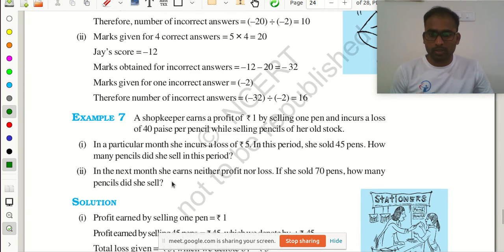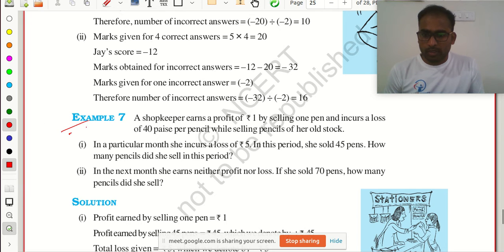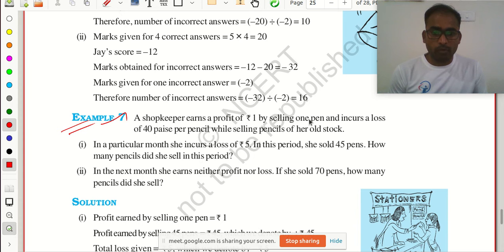And now I will go through example 7. A shopkeeper earns a profit of ₹1 by selling a pen and incurs a loss of 40 paisa per pencil while selling the pencils of her old stocks. Now in a particular month she incurs a loss of ₹5 and in this period she sold 45 pens. How many pencils did she sell in this period?